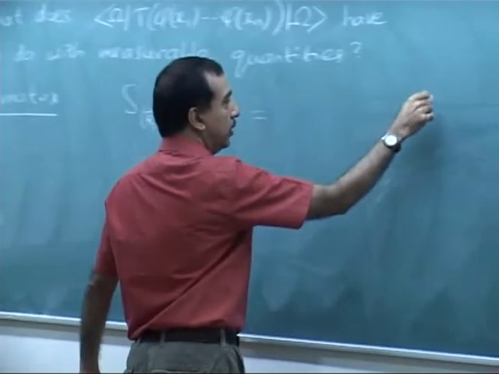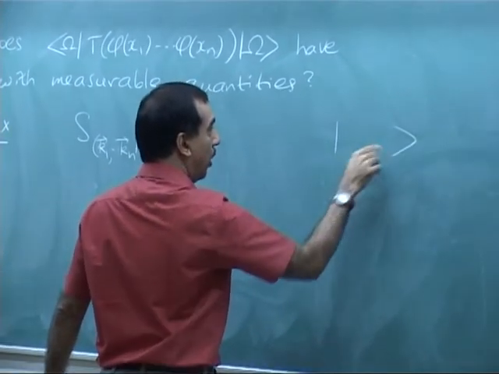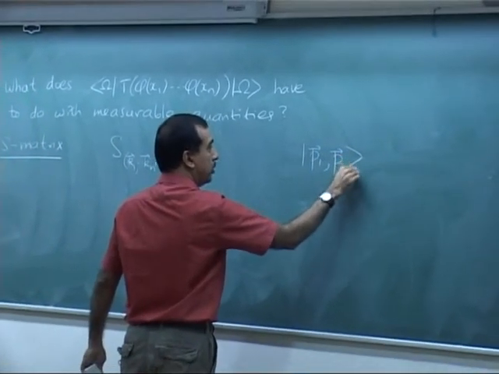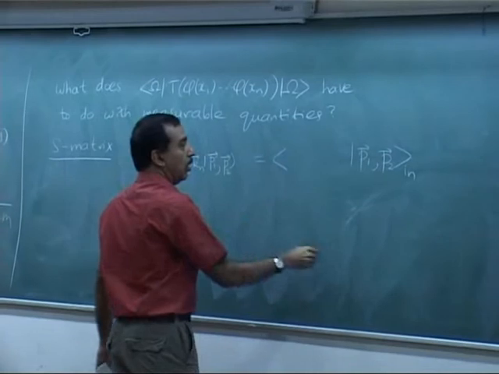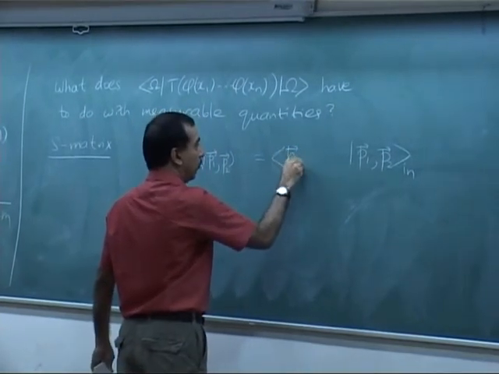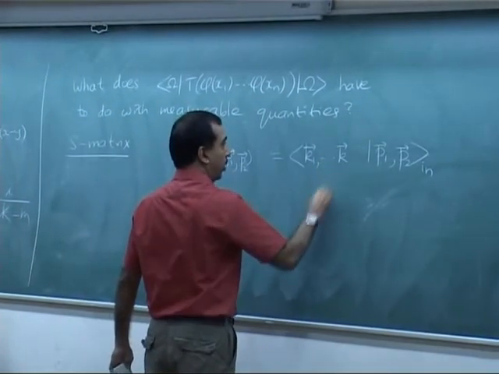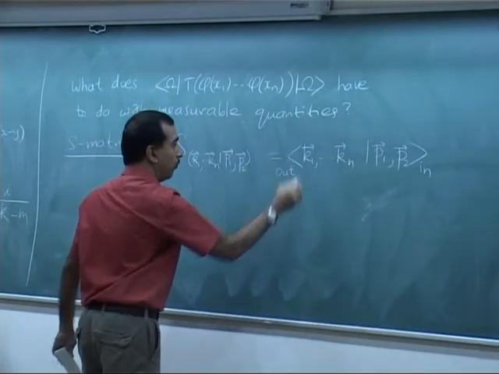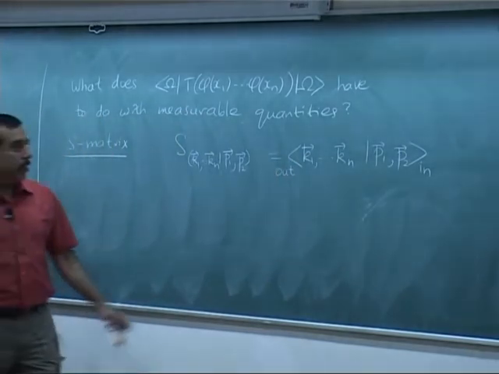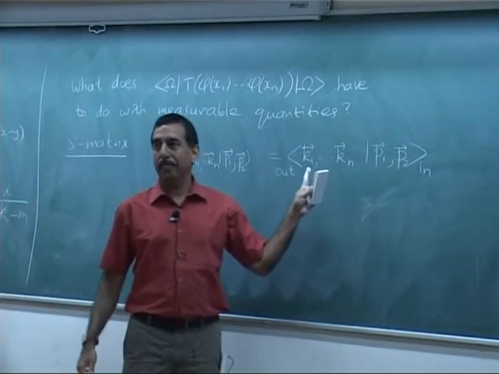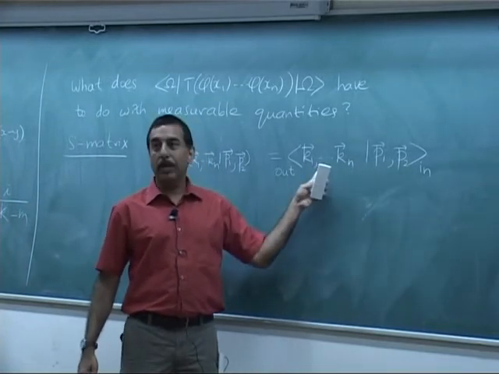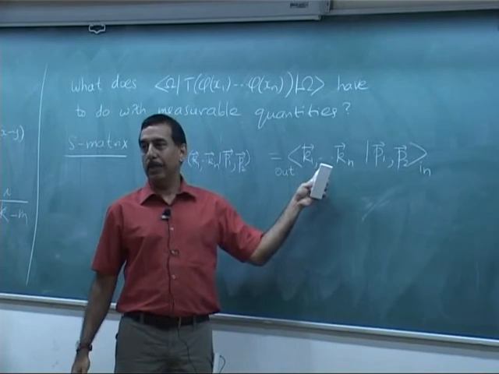Now, schematically, we would like to write this as the overlap of a state P1, P2 which is incoming and the state K1, ..., Kn which is outgoing. These should not be considered as states at the same time. This should be considered to be in the far past. This should be considered to be a state in the far future.